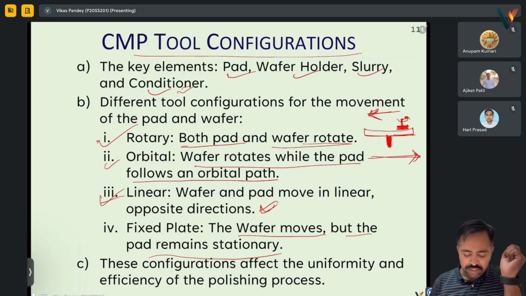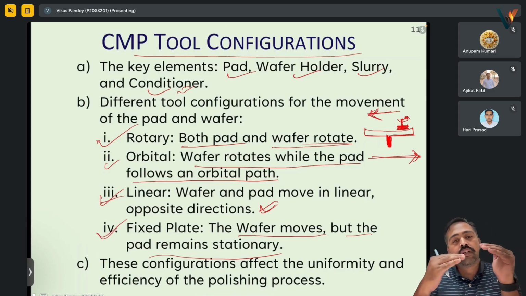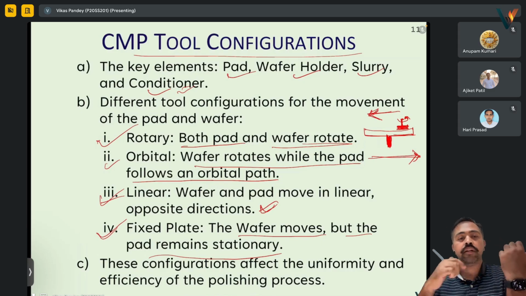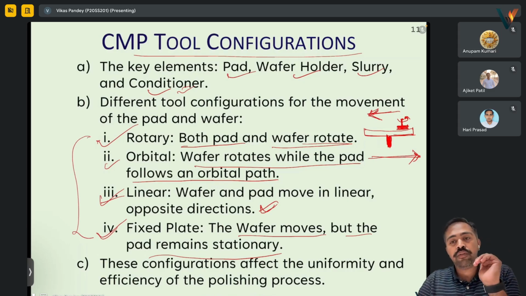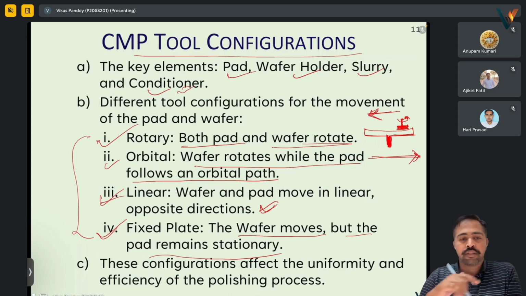Based on this, you can understand that the uniformity will also be affected by the configuration in which we are running. According to our need, we might need to vary the configuration. Sometimes it is possible in the same machine that we have rotary and orbital motions possible, or rotary and linear. All four motions can be possible according to the manufacturer, and we will have to decide what will give the best result for us.